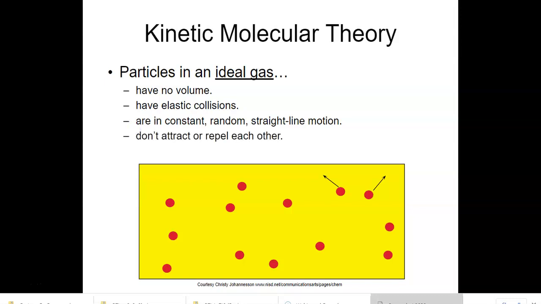They're not going to be attracted or repel each other. There's nothing going to cause them to clump or stay separate. And their average kinetic energy is related directly to their temperature in Kelvin. So if your temperature in Kelvin goes up, your kinetic energy goes up.